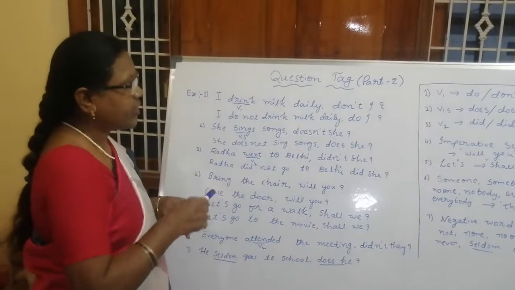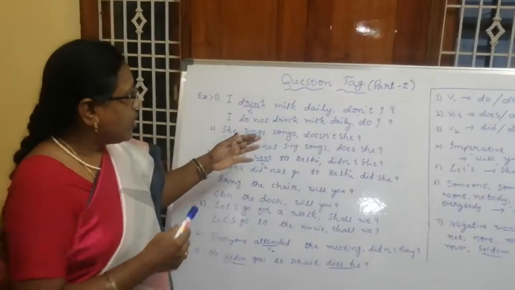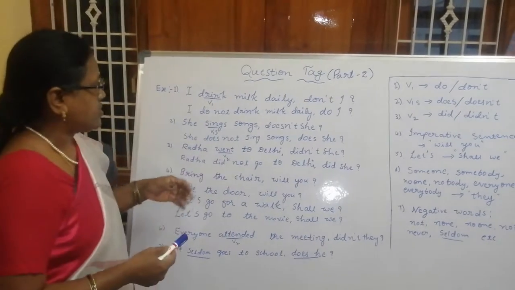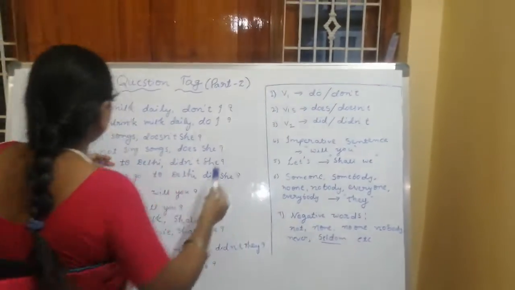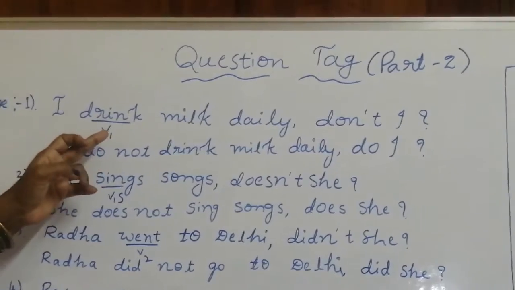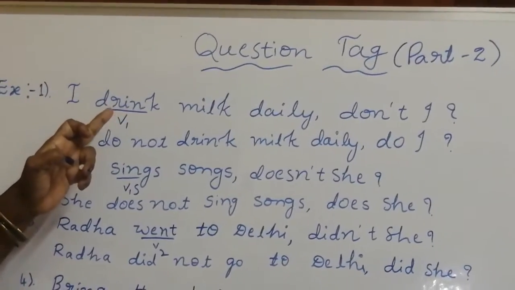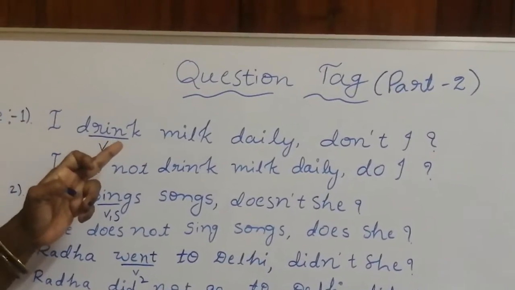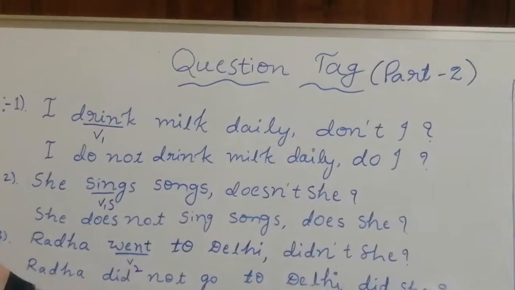In the previous class we learnt about auxiliaries, where we use auxiliaries and how we find out the answer. Now we are going to learn the remaining rules and regulations. For example, if the sentence is simple present, how can we write that question tag, we will learn.